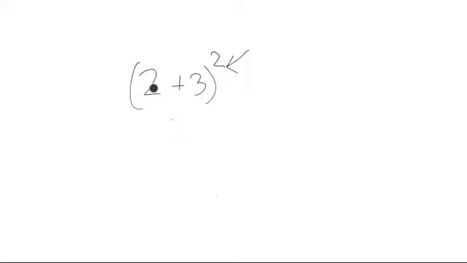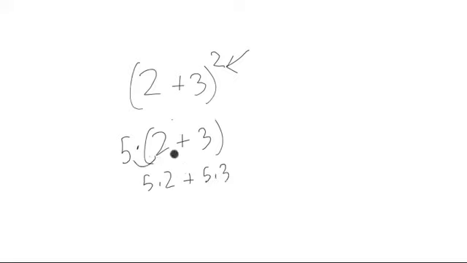But what does distribute over addition? We should know this. Multiplication. Why? Because multiplication is repeated addition. So 5 times 2 plus 5 times 3 would work. So you can distribute this way, but this does not distribute that way. Okay, so keep that in mind when we're working with exponents.